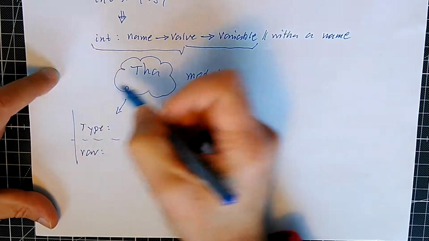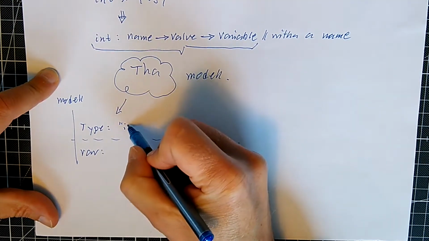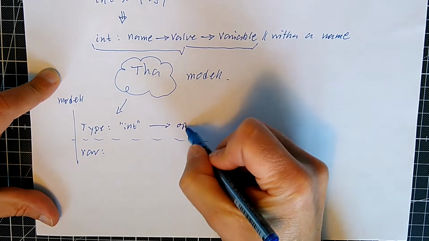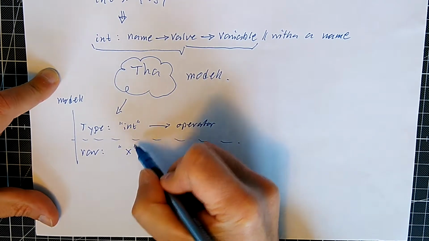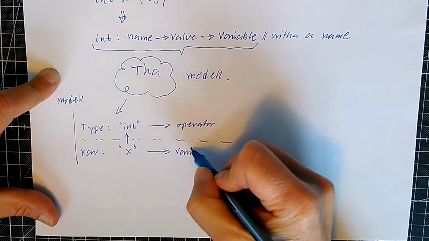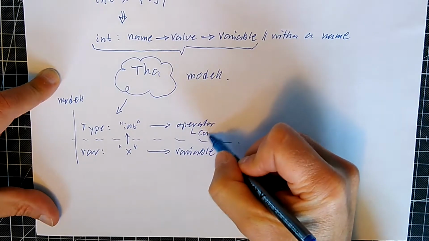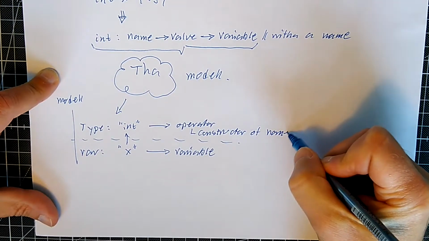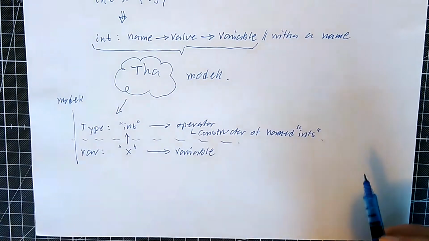So this is the model where int is an operator, and in this case x is a variable, and this operator is specifically a constructor of named ints. Okay?